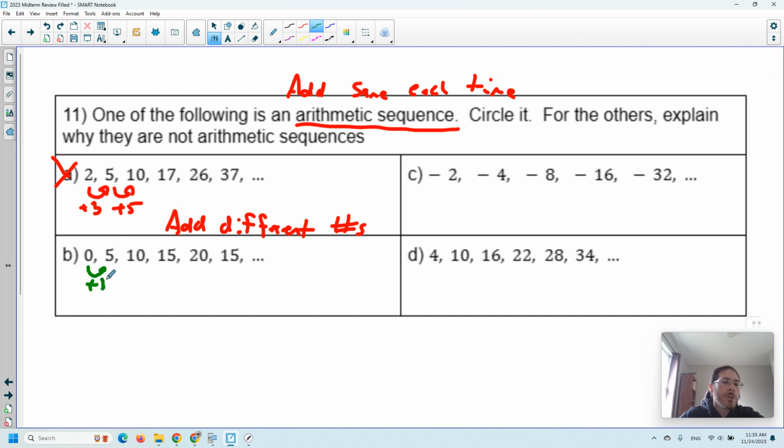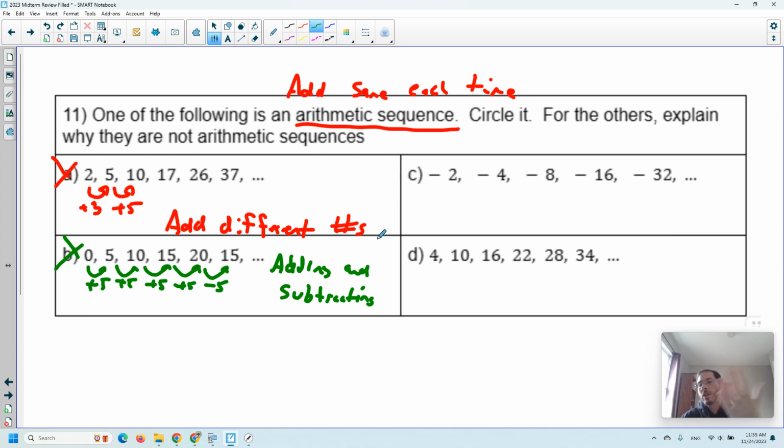For B, plus 5, plus 5, plus 5, plus 5, and then minus 5. So here we can't pick that one because here we are adding and subtracting. You can only pick one. So either always adding or always subtracting. Can't mix and match. For part C, we're going to do minus 2. Then we're going to go back 4. And so right away, again, we can take that out because we are subtracting different numbers.